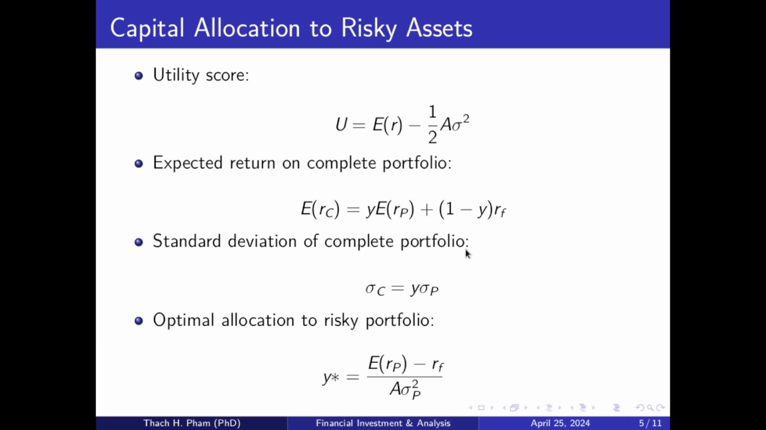For the standard deviation of the complete portfolio, we have sigma C equal to Y multiplied by sigma P. For the optimal allocation to the risky portfolio, we have Y star equal to RP minus RF, divided by A multiplied by sigma P squared.